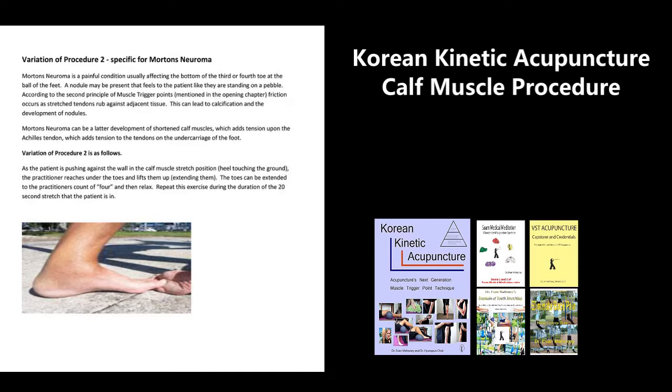So, variation of procedure 2 is as follows. As the patient is pushing against the wall in the calf muscle stretch position, heel touching the ground, so we're not doing number 1 with the heel lifting off. This is just the push against the wall, let the force drive the heel into the ground. The practitioner reaches under the toes and lifts them up, extending the toes. The toes can be extended to the practitioner's count of 4 and then relax again. You can repeat this exercise during the duration of the 20-second stretch that the patient is in.